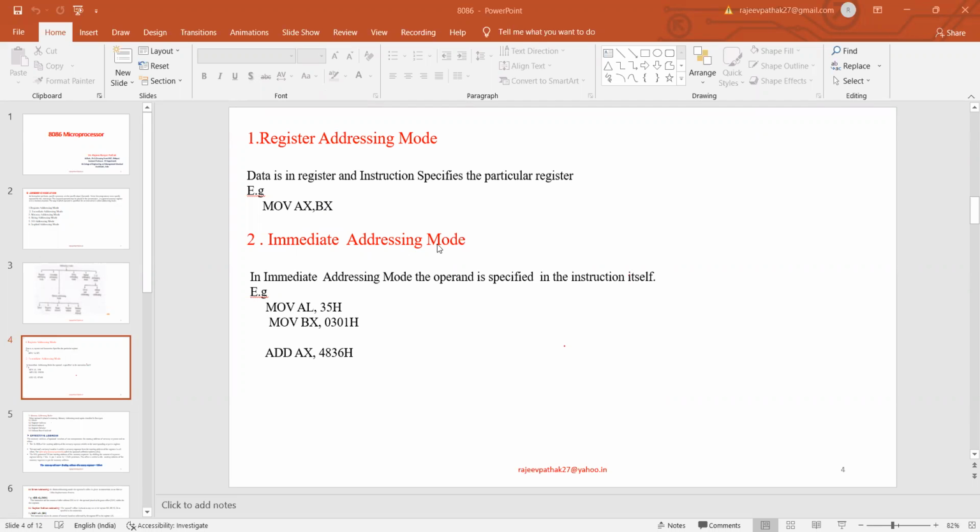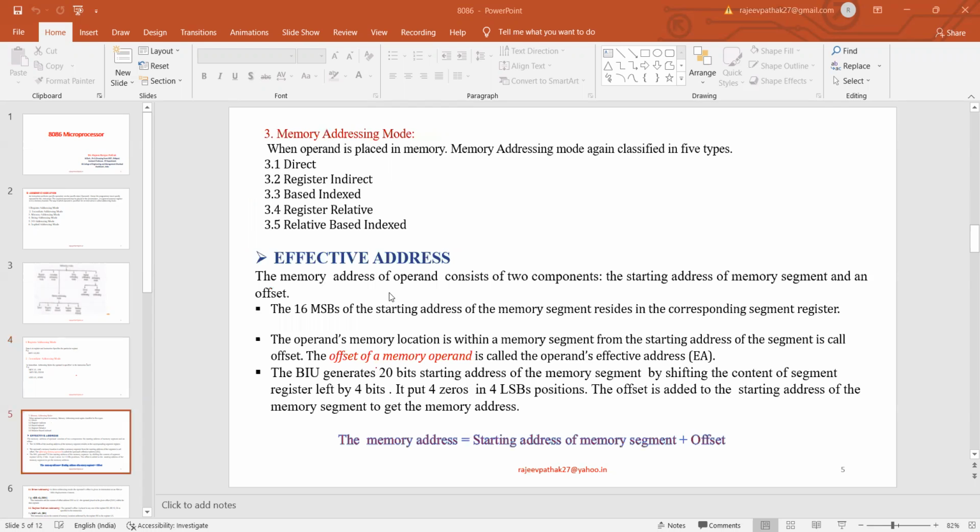The second one is called immediate addressing mode. In immediate addressing mode, the operand is specified in the instruction itself. That is, the data is given in the instruction. For example, if I write MOV AL, 35H, this is 8-bit data, because you have to move 35H to the lower part of the accumulator. Similarly, if I write MOV BX, 0301H, it indicates that 0301H data has to be moved to the BX register. It is 16-bit data. This type of addressing mode is called immediate addressing mode.